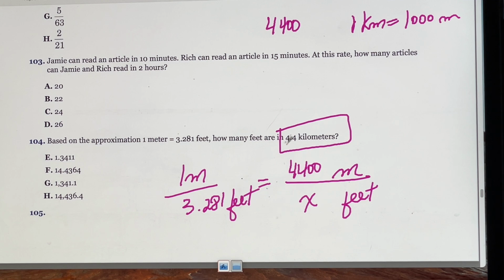So cross multiply, x equals 3.281 feet times 4,400. It's either going to be F or H, right? So 4,400 times 3.281 is 14,436.4. So H, 104 is H.